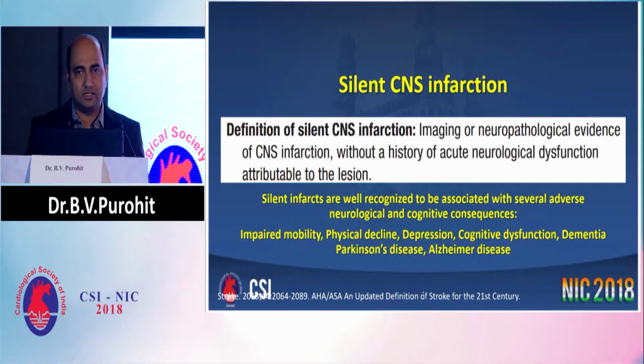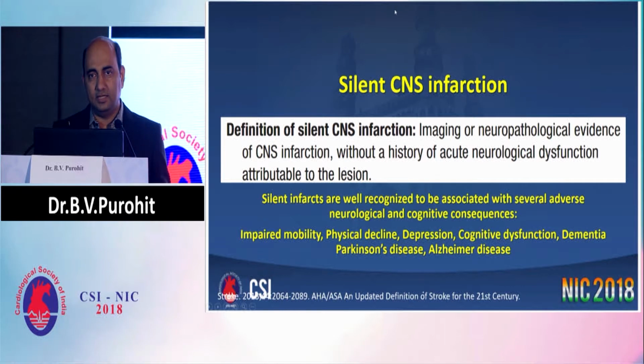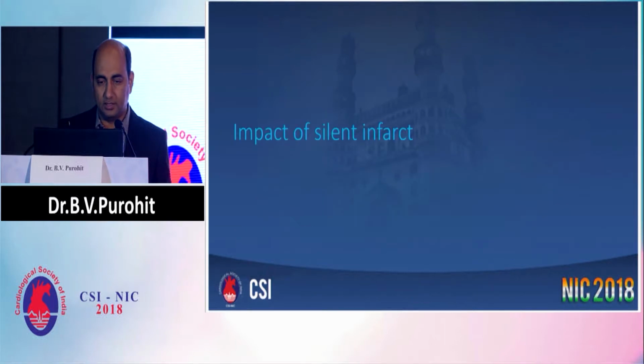And the new definition of ACC/AHA has in fact incorporated it. What it says is, it's an imaging or neuropathological evidence of CNS infarction without a history of acute neurological dysfunction attributable to the lesion. And these are well recognized to be associated with several adverse neurological and cognitive consequences: impaired mobility, physical decline, depression, cognitive dysfunction, dementia, Parkinson's disease, Alzheimer's disease, and all these things in the future.